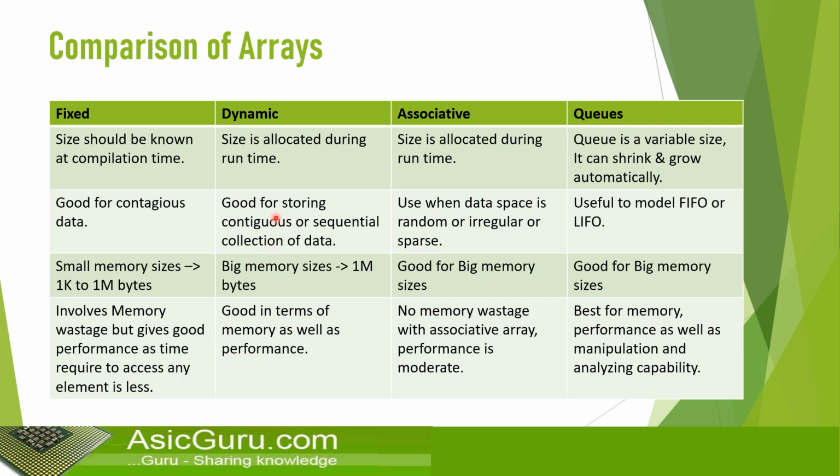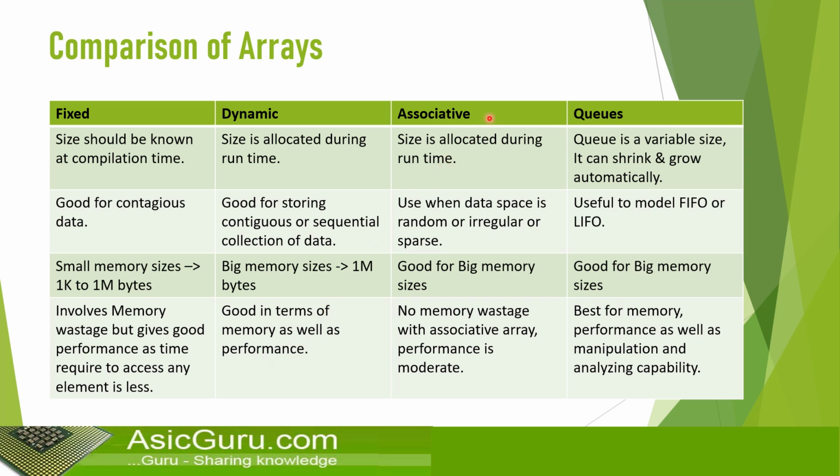Next, moving to dynamic arrays. In dynamic arrays, the size is allocated during runtime, and they're ideal for storing sequential collections, and they can handle large memory sizes over 1 megabyte. So they offer a good balance of memory usage as well as performance.